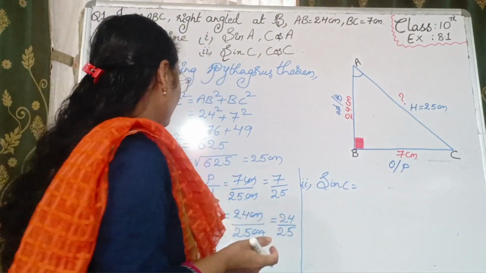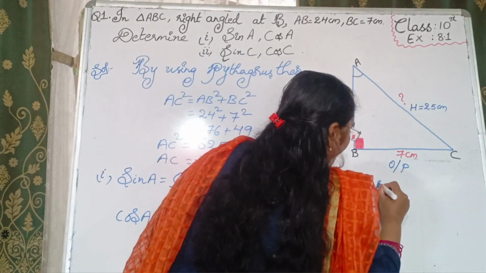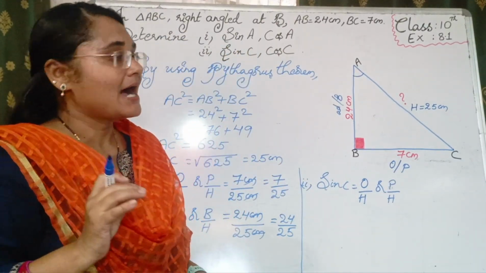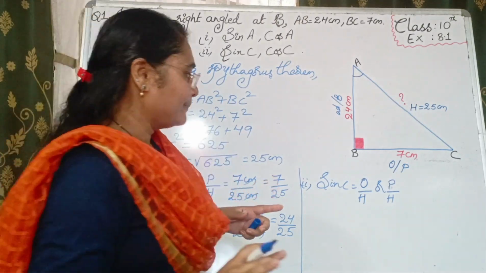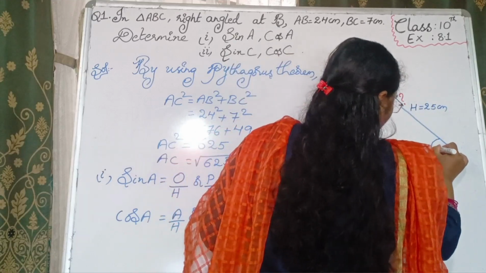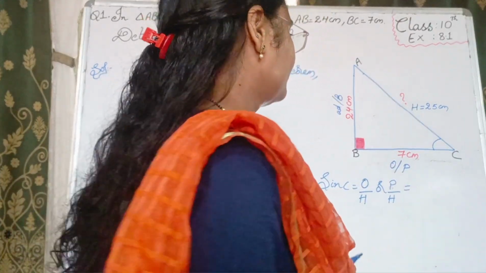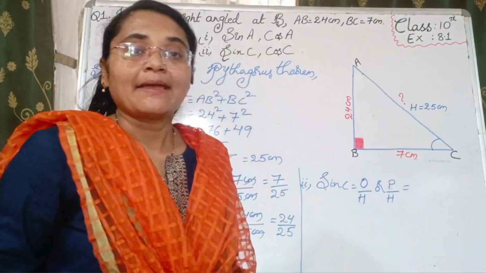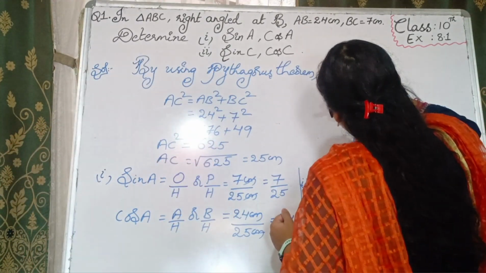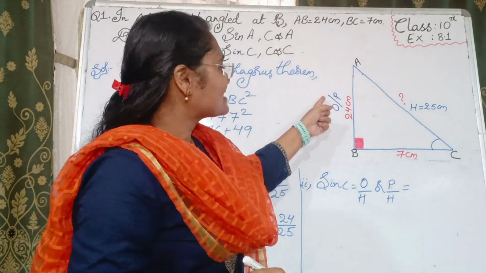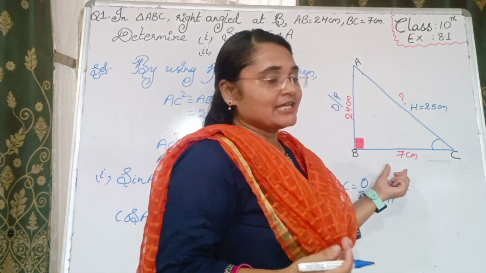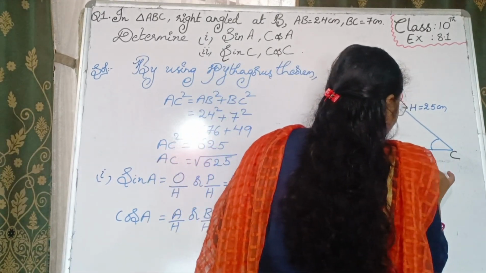So sin C, same formula: opposite by hypotenuse, or perpendicular by hypotenuse. But the logic here is what is the opposite and what is the hypotenuse. Hypotenuse is not going to change any time, so the opposite we are going to change. Now the angle is C. Based on C, the side opposite to angle C, the perpendicular, is 24 centimeter, that is AB. And the adjacent side to angle C is BC, so I write it as adjacent or base.